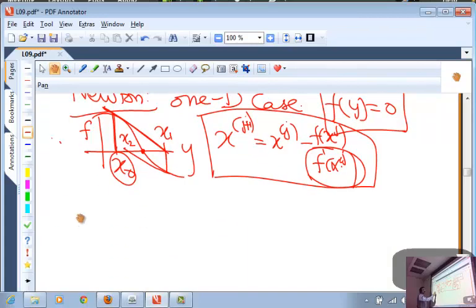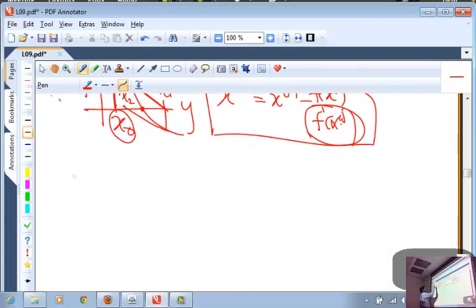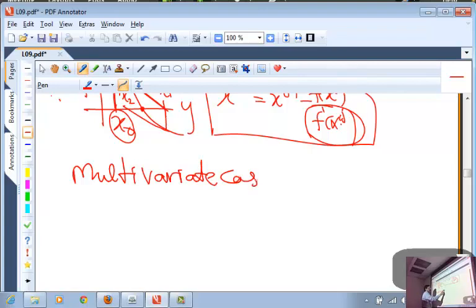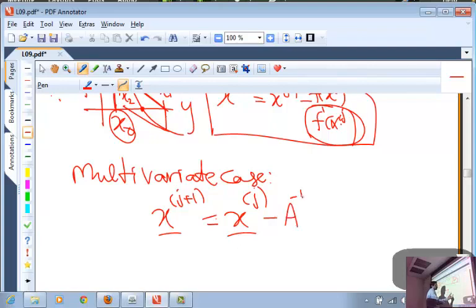So the multivariate case is x_{j+1} as a vector is equal to x_j, the previous guess as a vector for n equations, minus, we call this as, I guess, A inverse F. But what is A? A is the Jacobian matrix that we talked about earlier.